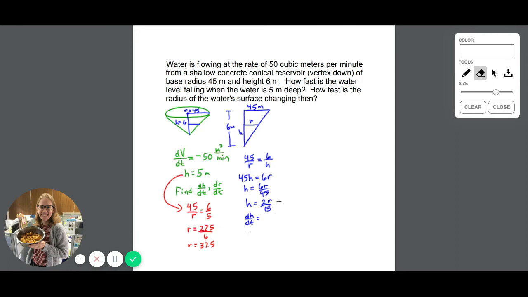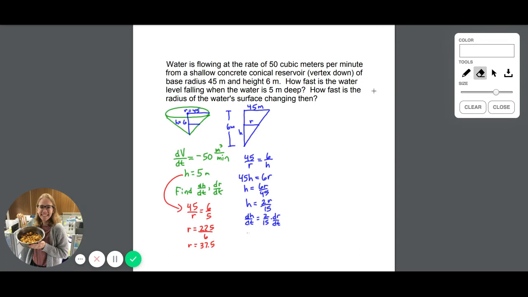Okay, and now we'll take the derivative of 2/15 times r, which will be 2/15 times the derivative of r, r prime, or dr dt. And that is the relationship between the rates that we're looking for. So we're going to hang on to that. We're going to come back to it.